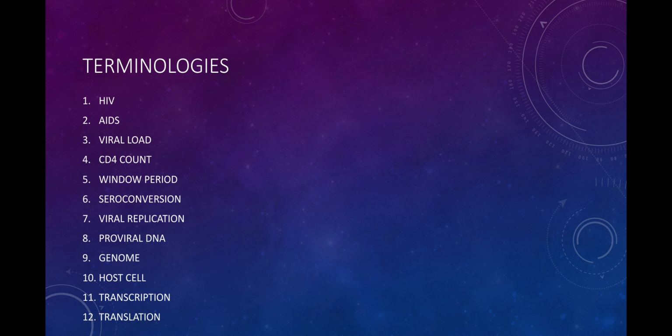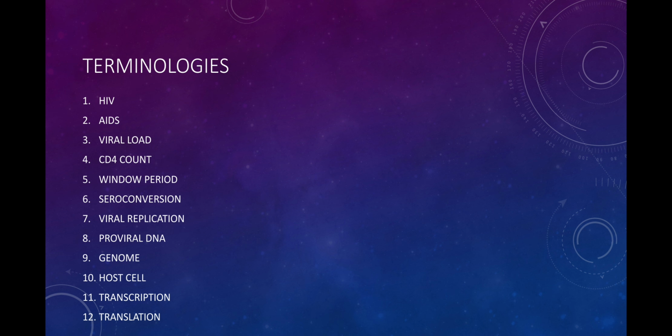According to the World Health Organization, in an adolescent and adult, the normal range is about 500 to 1,500 cells per milliliter. So that's it about CD4 count.